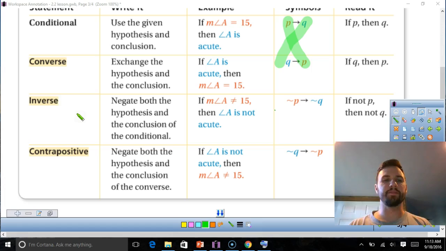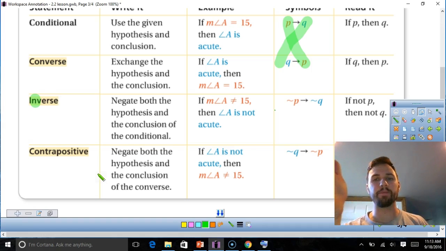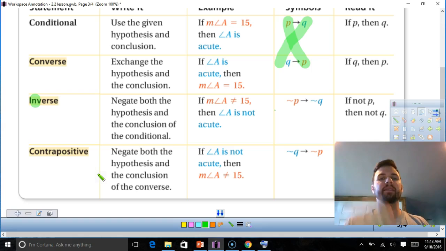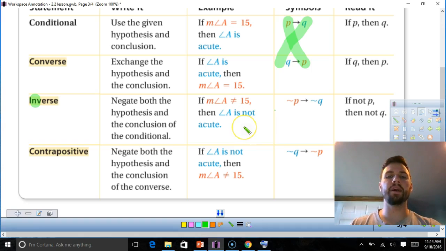The inverse, do you see how there's an N in it? Inverse means you negate it. It's the opposite of your original. So, see those signs? Not P, then not Q. So if the measure of angle A is not 15, then A is not acute. Is that true? Well, if it's 30 degrees, that's not 15, and it is acute. So that's not always true.